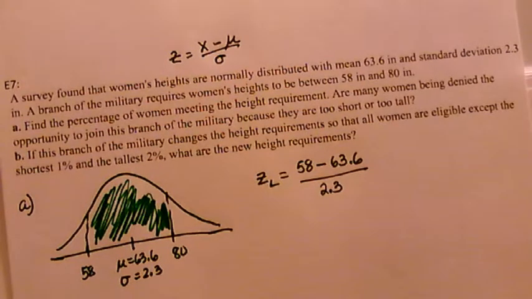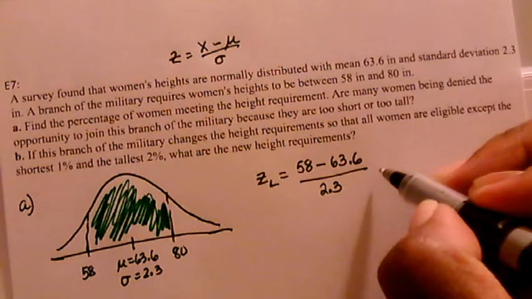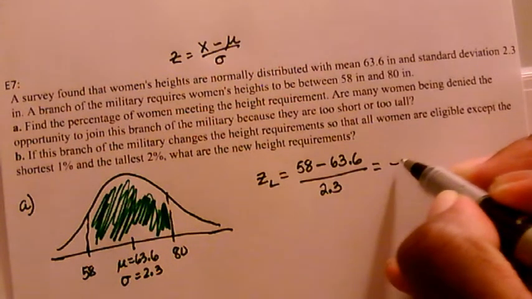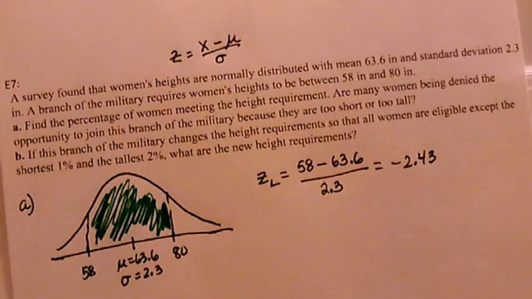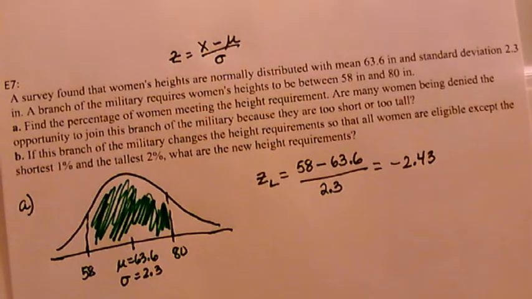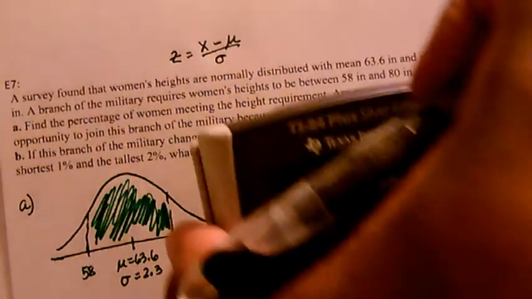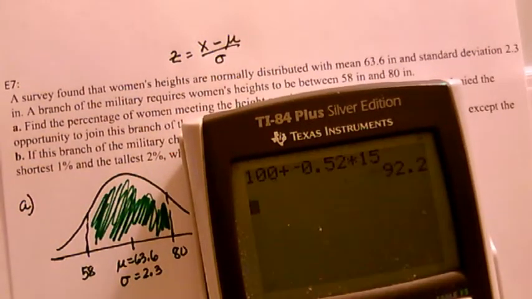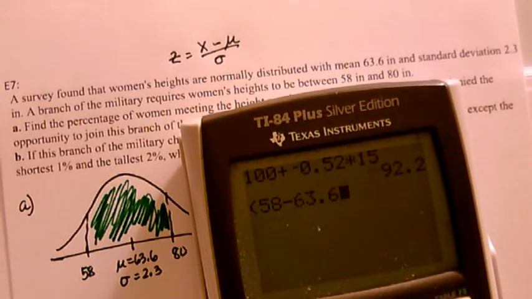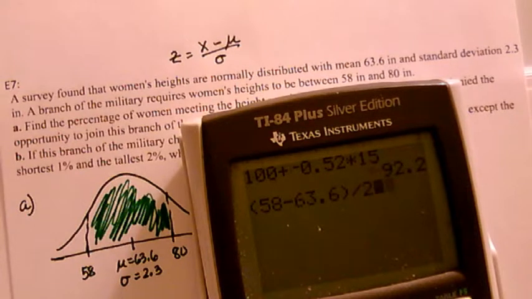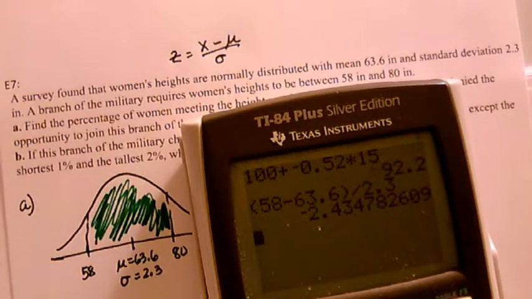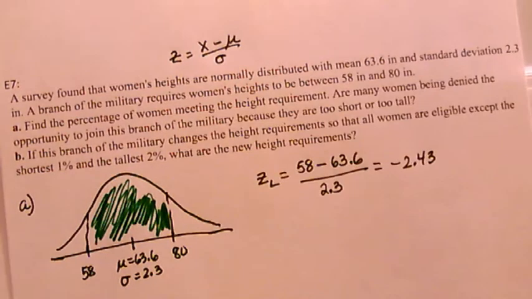So 58 minus 63.6, and then divide that by 2.3, that's going to be a negative 2.43. And the way you can enter that into the calculator, the numerator you'll have to enter in parentheses. So this is like 58 minus 63.6, close parentheses, divided by 2.3, and this is what you'll get, but you have to round your z values to 2 decimal places, so it'll be negative 2.43.